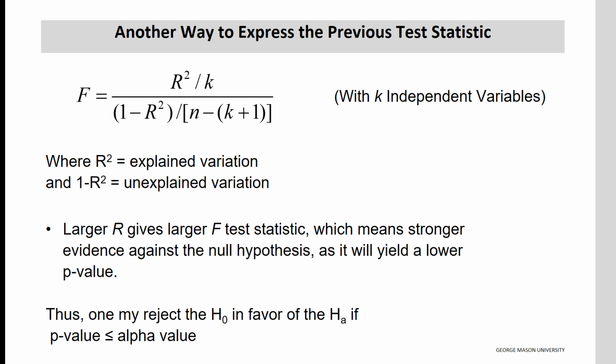A larger value for R gives a larger F test statistic, which means stronger evidence against the null hypothesis, which means that we're more likely to reject the null hypothesis and therefore conclude that we have a strong and good regression model, meaning the variables in the regression model are more likely significant predictors of the outcome, or good predictors of the outcome variable. So we can reject the null hypothesis in favor of the alternative hypothesis if the p-value is less than or equal to the level of significance alpha.